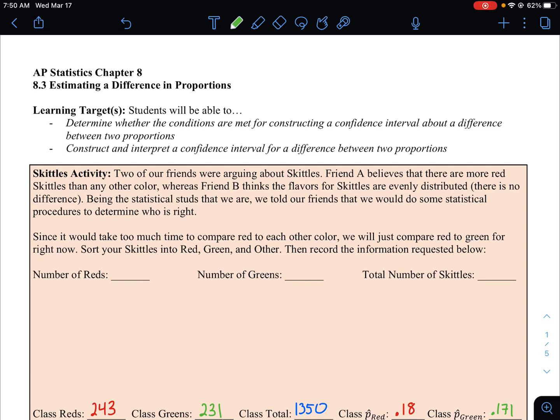Hey everybody, welcome to AP Stats Lesson 8.3, which is on estimating a difference in proportions.